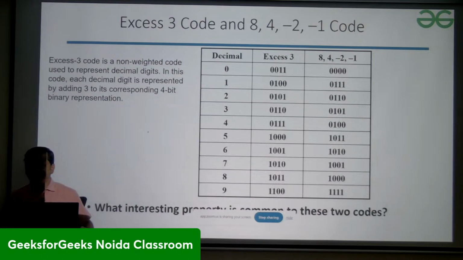XS3 code. So what we are doing here, XS3 code is a non-weighted code. BCD was the weighted code. Positional weight is assigned to a particular binary number system. Now in this case, why is it called non-weighted? Because whatever BCD value was there, that was added with a new value 3. So I am just including the next value.